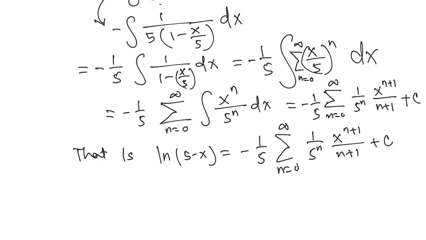Before we find the value of c, we can manage this 5, which means 5 raised to 1. We can move it inside, then combine 5 raised to 1 times 5 raised to n. We add the exponents, so 5 raised to n plus 1. So we can do that. Okay, so let's do that.